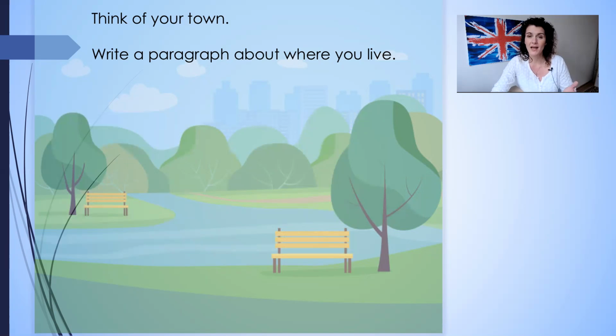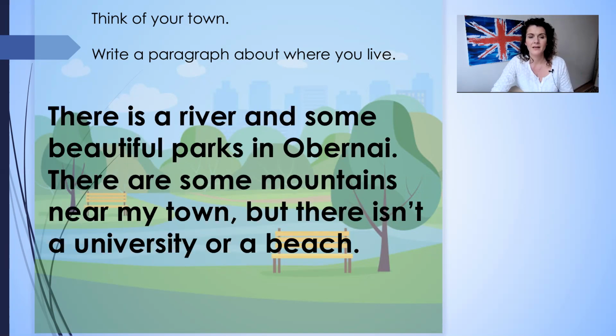Well done. Now that you have your 5 sentences, can you put them together to write a paragraph? Here's mine. There is a river and some beautiful parks in Aubenay. There are some mountains near my town, but there isn't a university or a beach. Well done. So maybe pause. Can you put your sentences together and create a paragraph about your town?